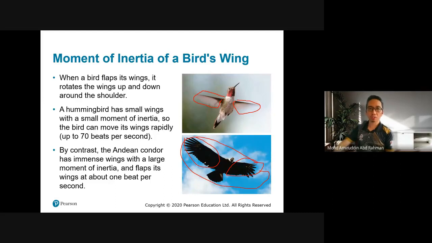Of course, you have a bigger mass on this bird compared to this bird. So when the mass is small, of course, your moment of inertia is smaller. Let's look at some other examples.